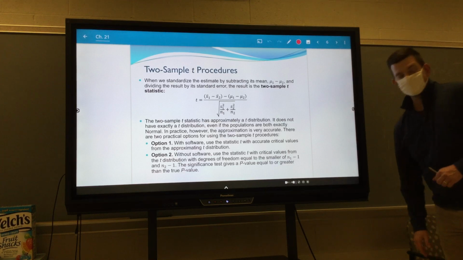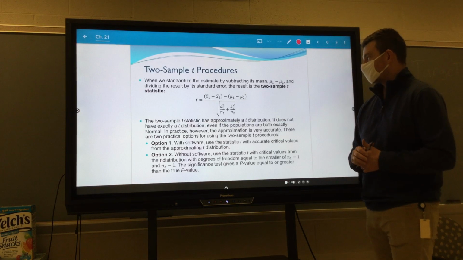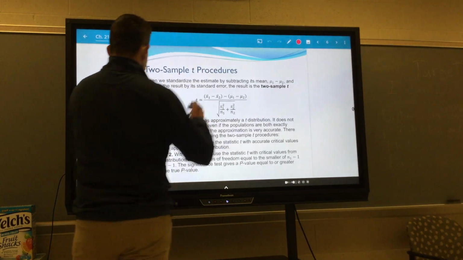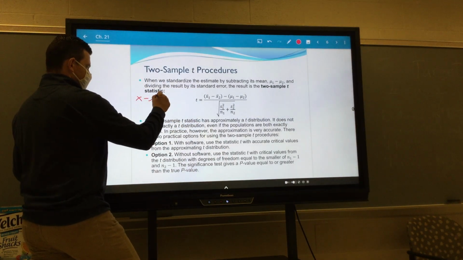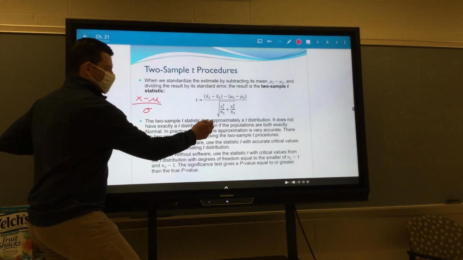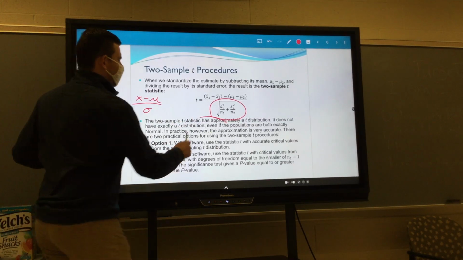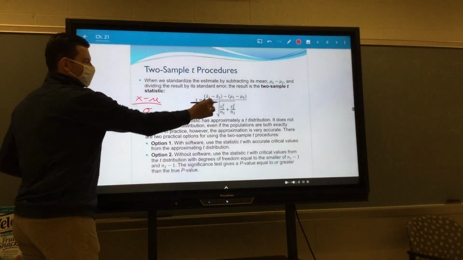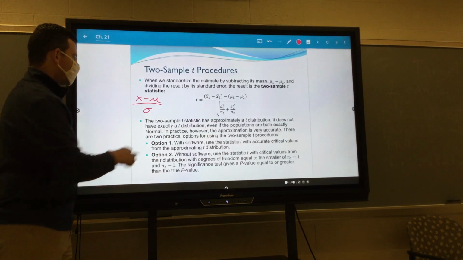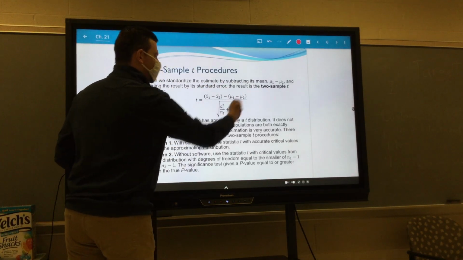So, when you put this into the calculations for our T statistic, this is all based off of our standard Z procedures, where we did x minus mu over standard deviation. Well, now our standard deviation is that standard error calculation that we just talked about. Our value is x bar 1 minus x bar 2. And our expectation is the difference in the population means, mu1 minus mu2.